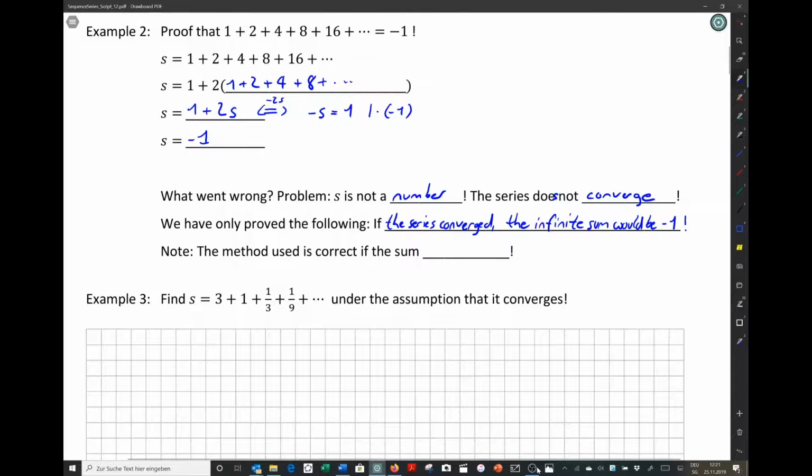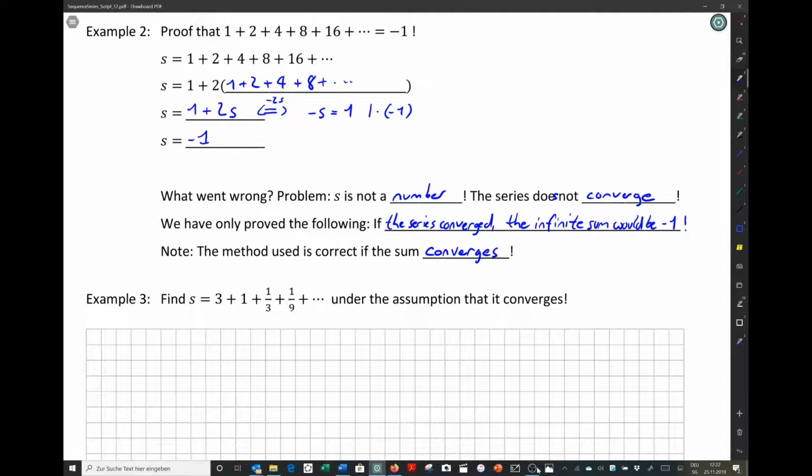We just need to have a short look at it and it becomes obvious. So the "if" is a condition that will never be fulfilled. So we can also say, if the series converged, the moon would be made out of cheese, which is as true as the other statement. One important remark: the method that we used is correct if the sum converges.